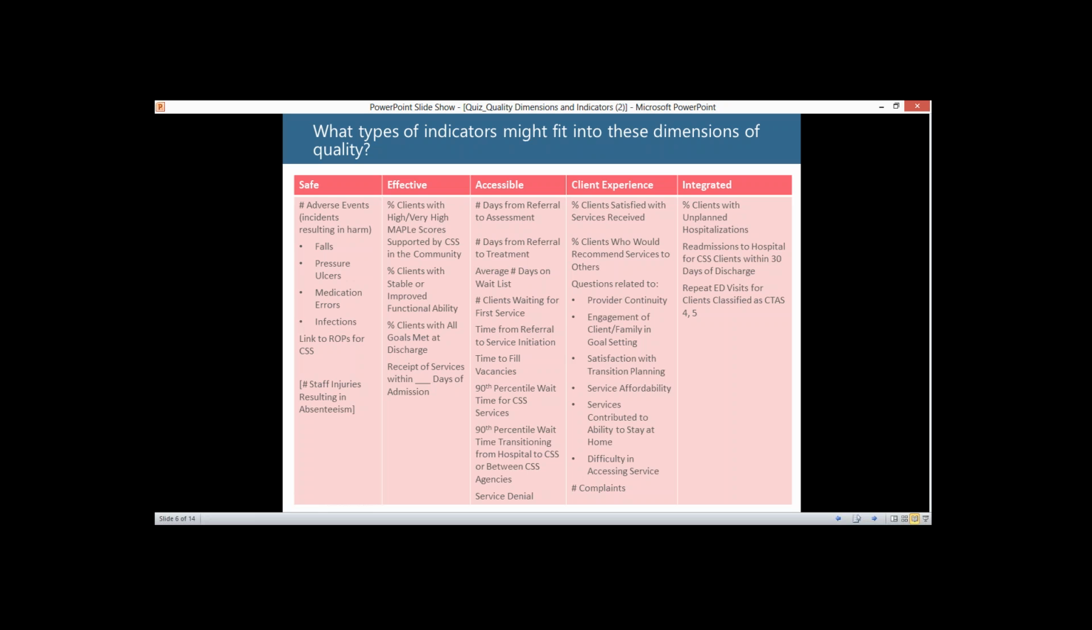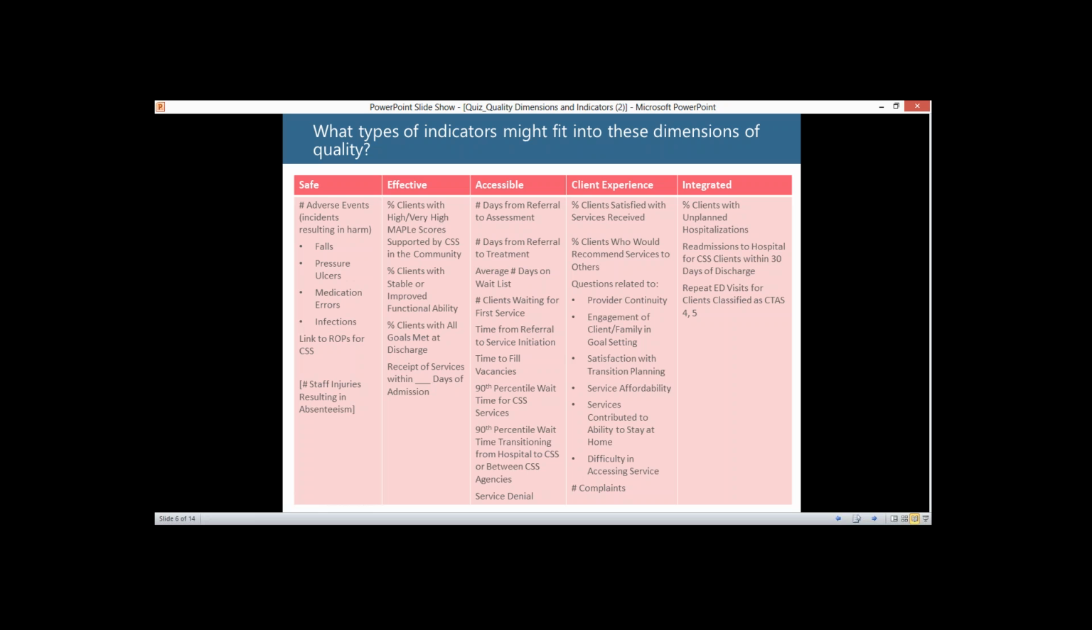It can also include number of complaints. Finally, the last indicator includes indicators that reflect integration of service delivery. And so any indicator that you wouldn't want your organization being held solely accountable for is the kind of indicator that should fall within this column.